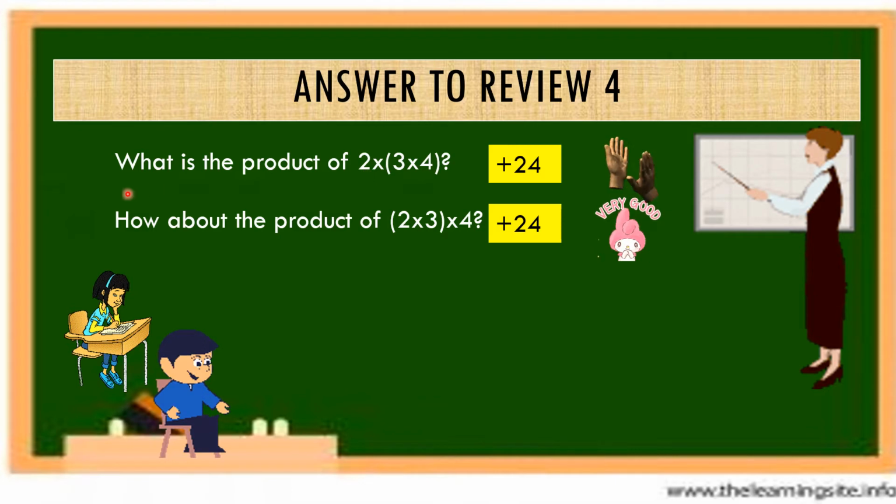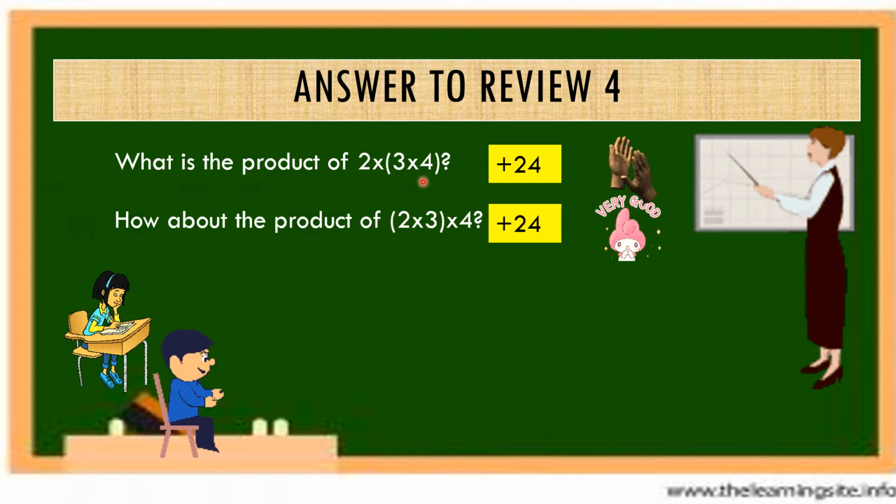So, in the first problem, we have the groupings of 3 and 4. But in the second number, we have the groupings of 2 and 3. If we change the order of the groupings, does it alter the result? Or does it change the result? The answer is no, because the answer is still the same, and that is 24.